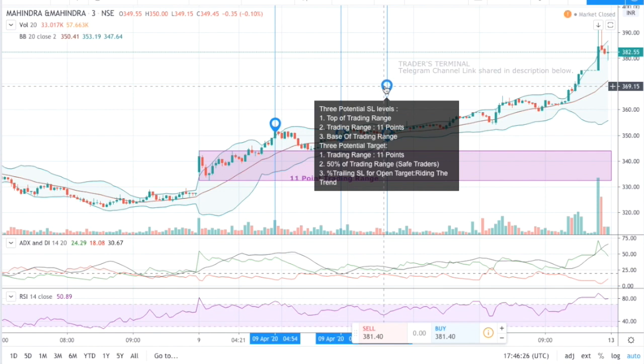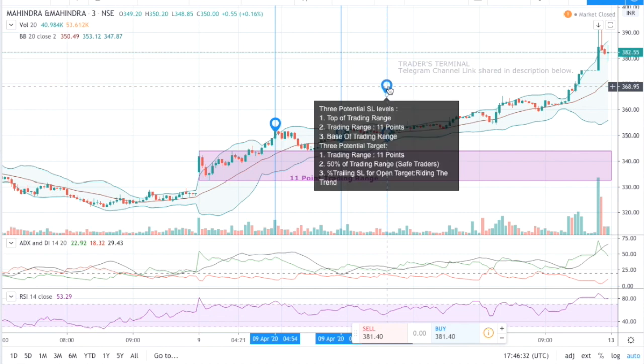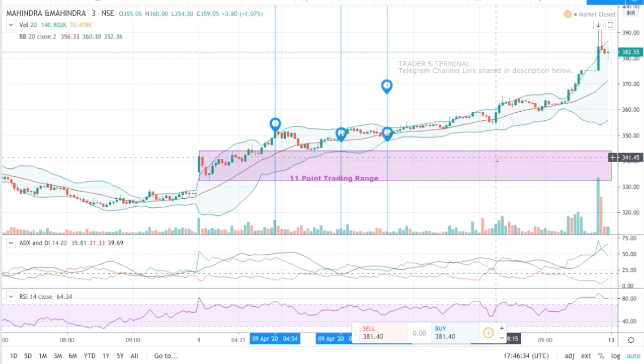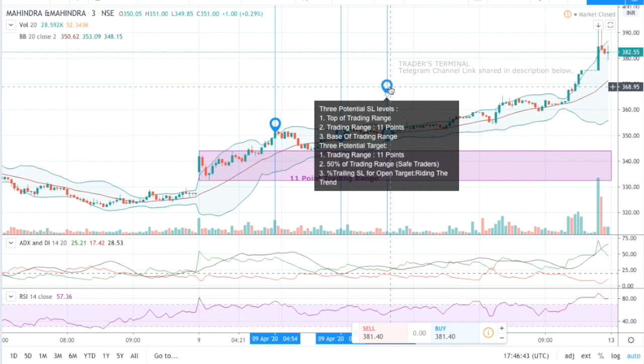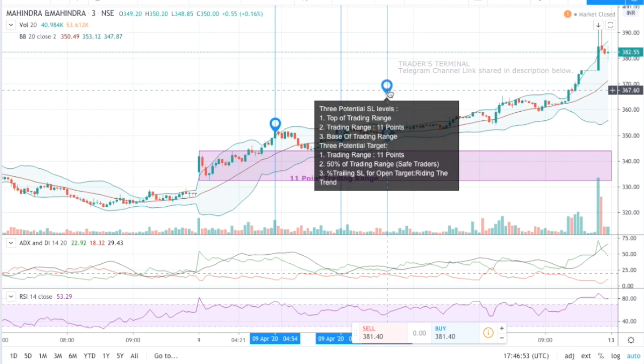Let me guide you. Number 1, top of trading range. This can be used as the first trading stop loss. Number 2, trading range. This is the trading range which is of 11 points, and 11 points can be used as stop loss from the entry point. Number 3, base of trading range. The base of trading range can also be used as stop loss while trading, which is at 332 levels in this particular case. What could have been the potential target values?